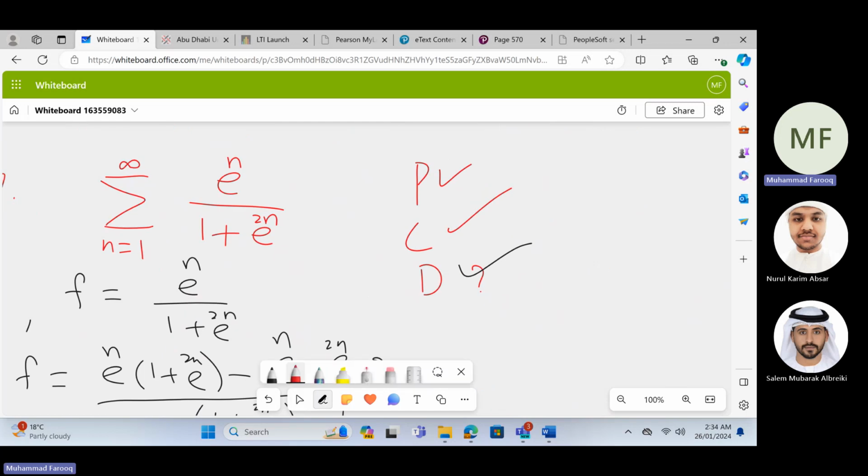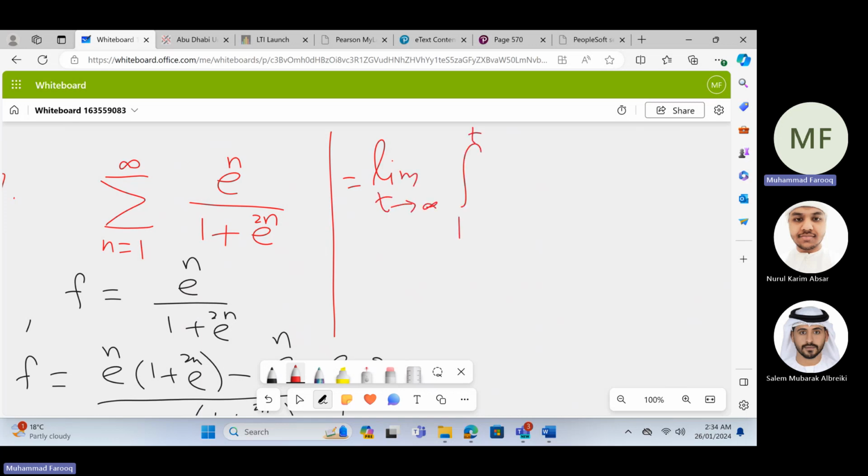How do you integrate? Limit as t approaches infinity, integral from 1 to t of e^n divided by 1 plus e^(2n) dn. How to integrate? Let e^n be u. So e^n equals u, then e^n dn equals du. Correct?